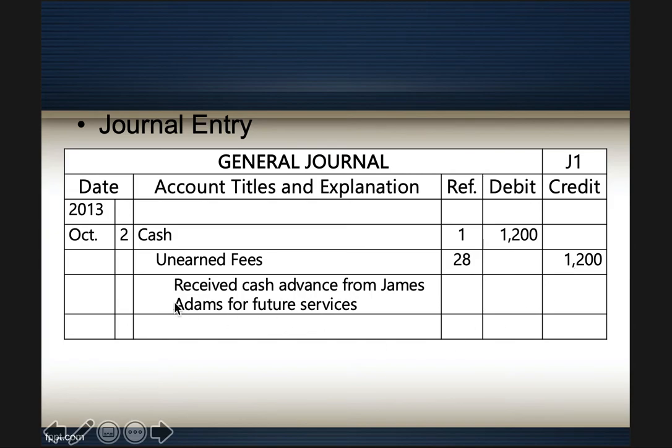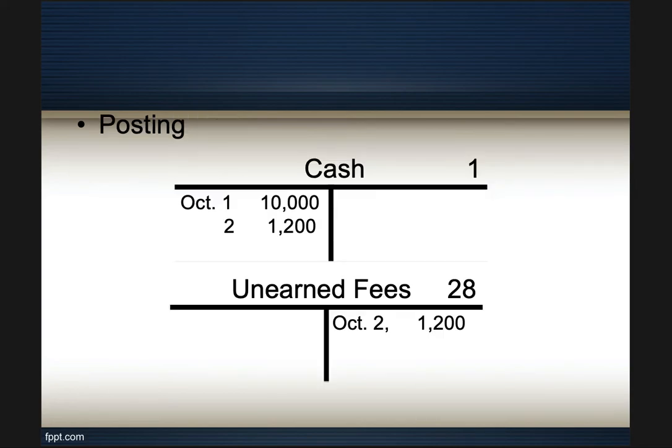So how do you explain it? Received cash advance from James Adams for future services. Again, what makes it a liability account? Because Miss Catherine has not yet rendered the service. Okay? So let's have a T account illustration. So before, you have your cash initial entry of 10,000, right? Now, at this point in time, Catherine receives 1,200 cash, so you have to record it. And another account affected is your unearned fees, which is 28, the account number. So you have to record that under credit, dated October 2.